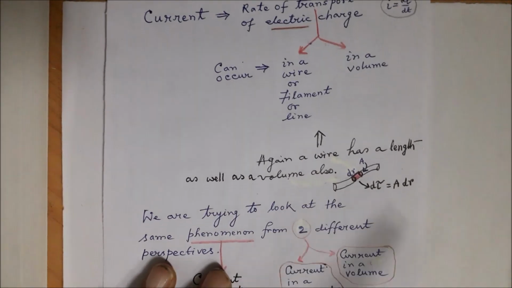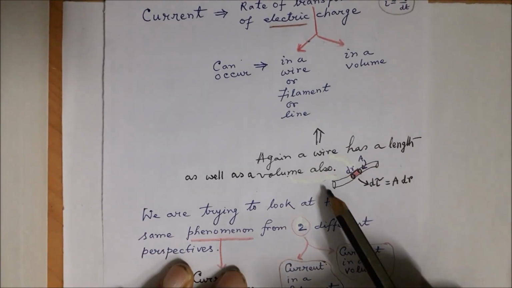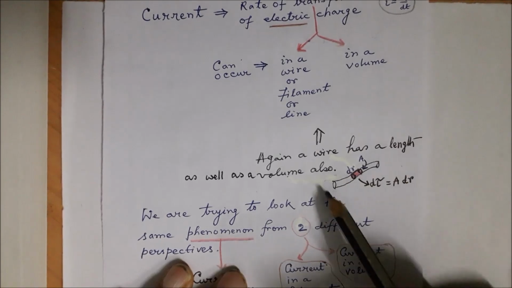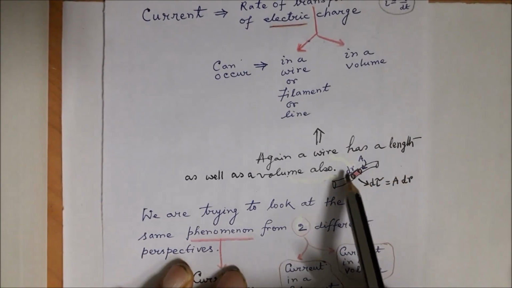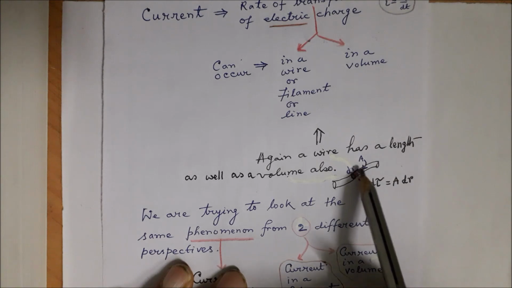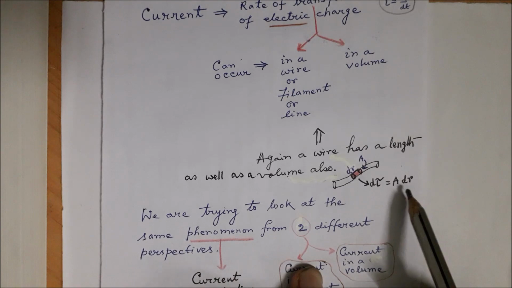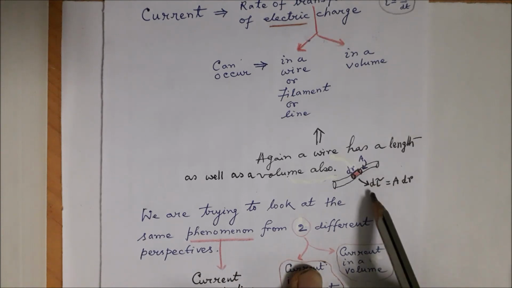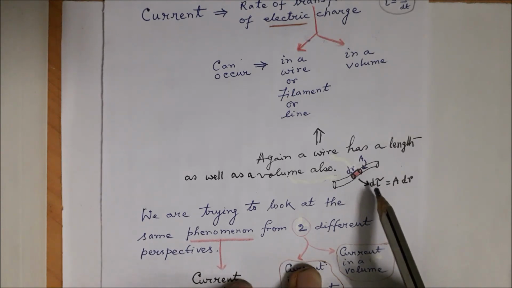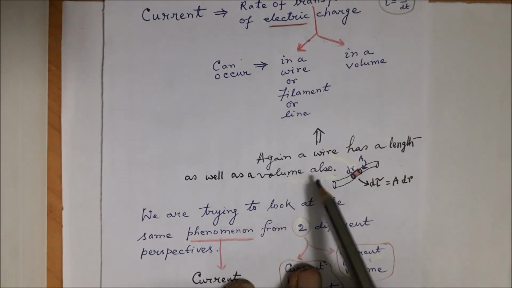Again, let us note that a wire has a length. So this is a wire, it has a length, an element of which is dr, and if A is the area of cross section, then if we take the product of A dr, we end up with an elemental volume d tau. So a wire has a length as well as a volume.